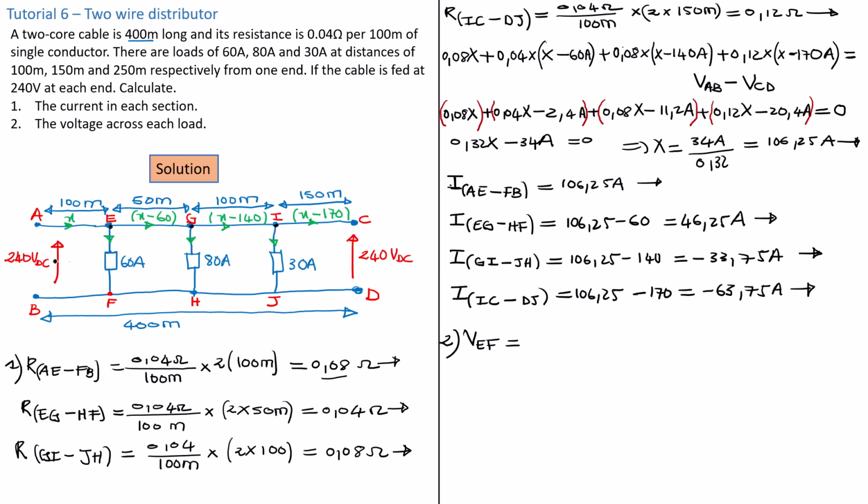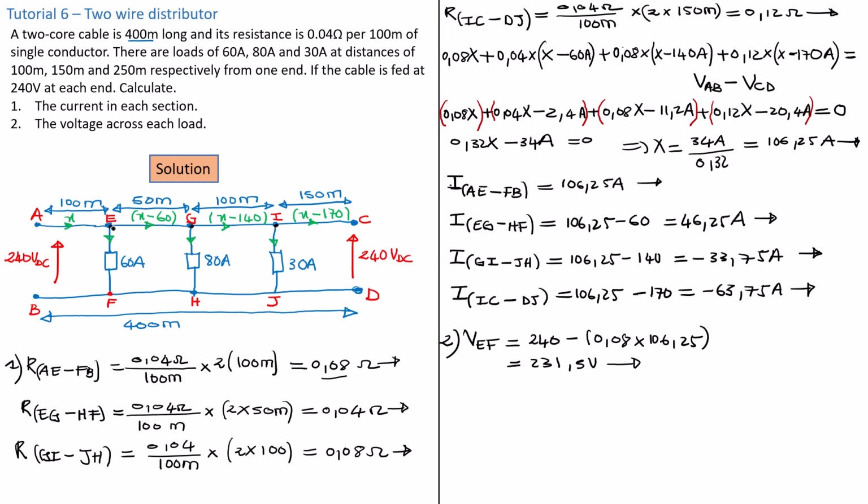Now in order to find the voltage at point EF, we're going to say V_EF is basically equal to the 240 volts minus the voltage drop at this point. The voltage drop at this point is basically the current here times the resistance. So that is 0.08 times the current on that section, we know it's X, so that's 106.25, and when you compute this, you get a value of 231.5 volts.